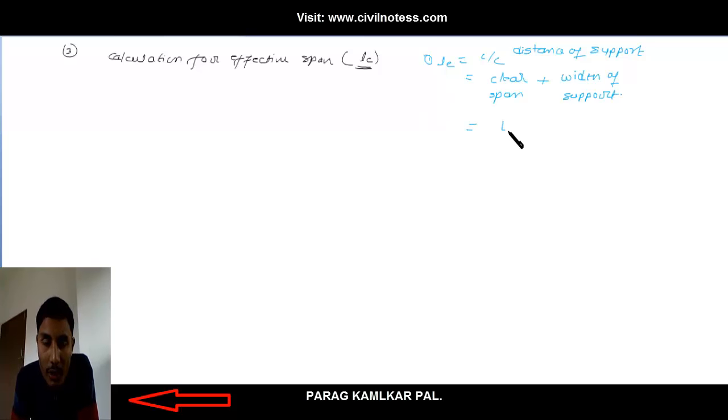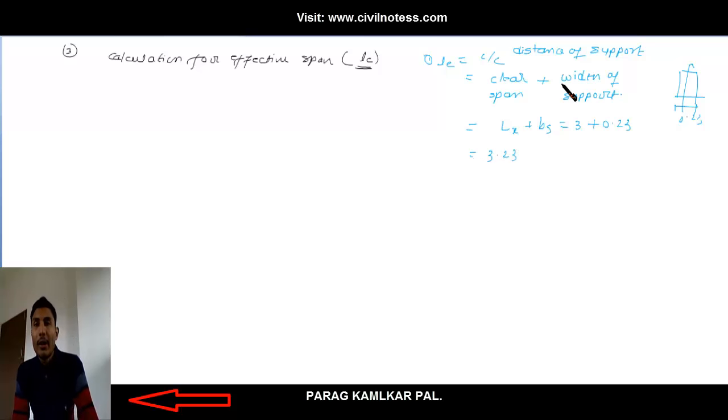So the clear span is LX, plus BS. LX is nothing but 3 meter, plus BS is nothing but 0.23, the width of the support, which we know. The clear span we know is 3 meter, so the value is 3.23. This is what the one effective length we got.